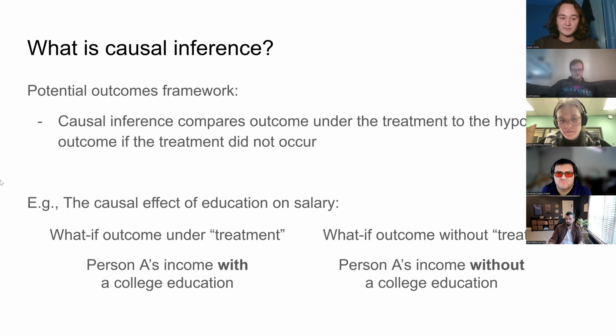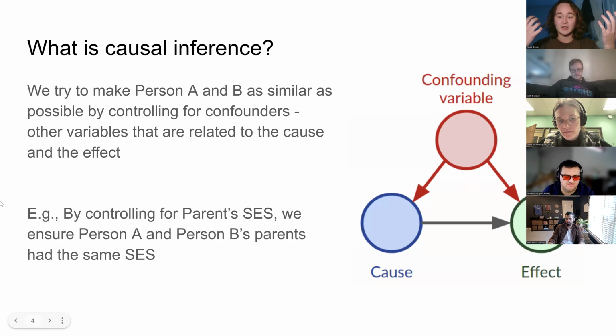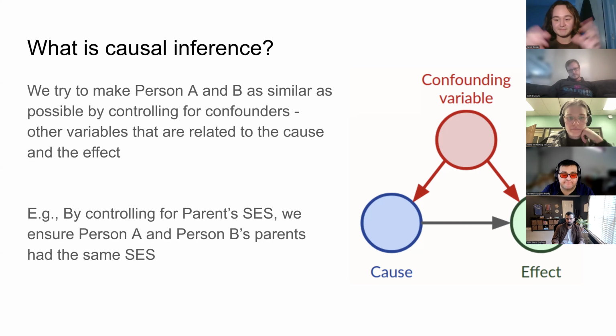Of course, the major challenge here is that it is impossible to observe both scenarios in a real life setting. Let's say we're looking at person A who went to college. We can see their current salary, but we can never know exactly what they would have earned if they hadn't gone to college, all other things being held equal. This is called the fundamental problem of causal inference. So what do we do? We try to approximate the missing information using other people in a data set.